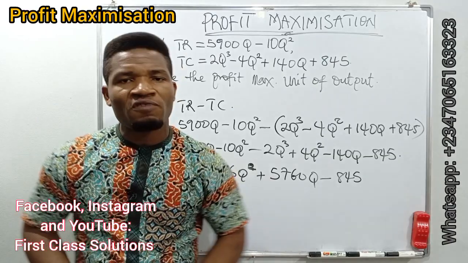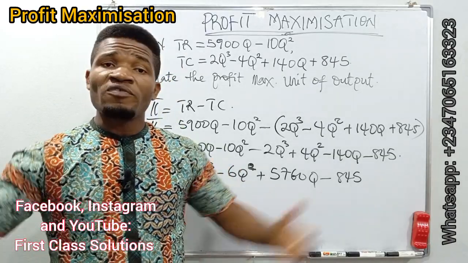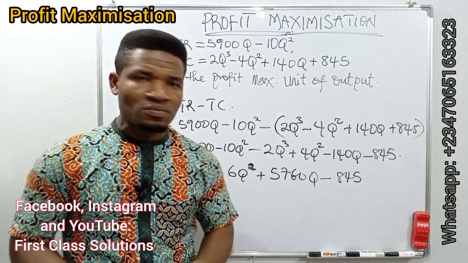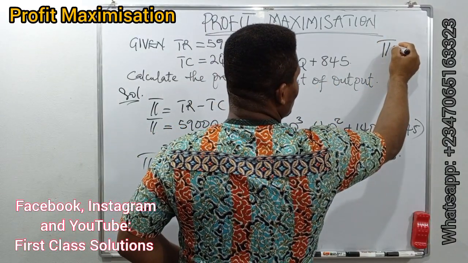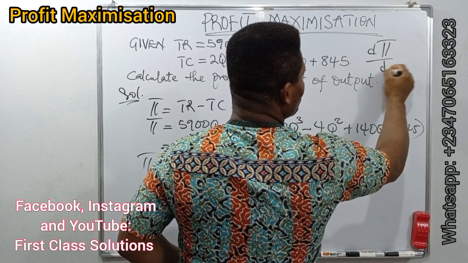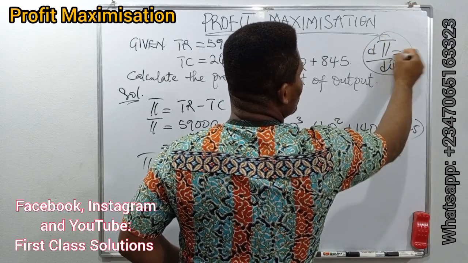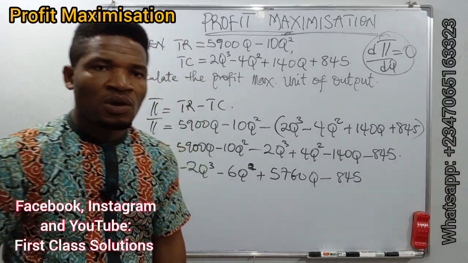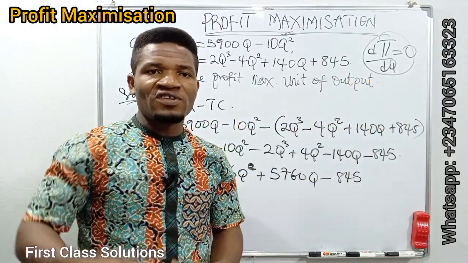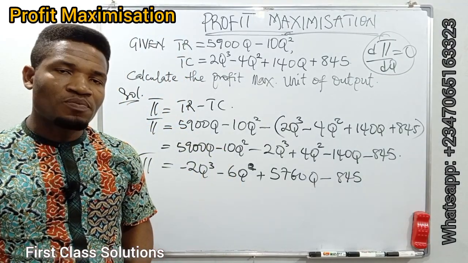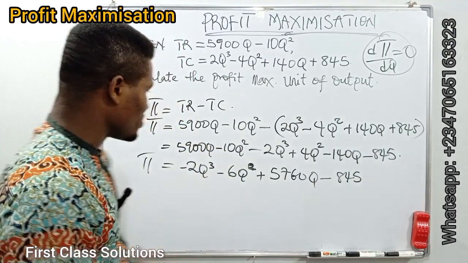So how do we get the profit maximizing unit of output? It is actually simple to obtain. We just need to take the first derivative of our profit with respect to quantity, and equate it to 0. Once we do this, the value of Q that will be derived will be the profit maximizing unit of output. So let us get it done and see how it goes.